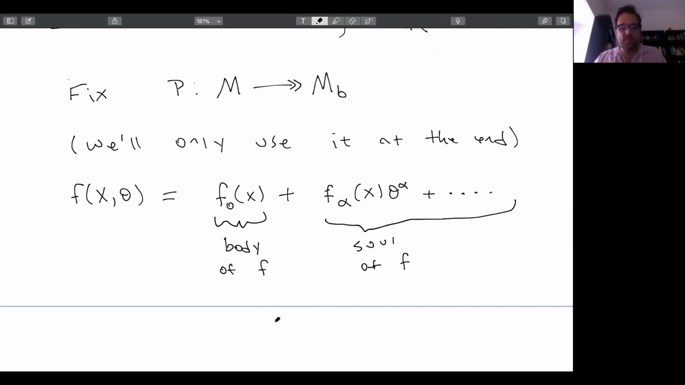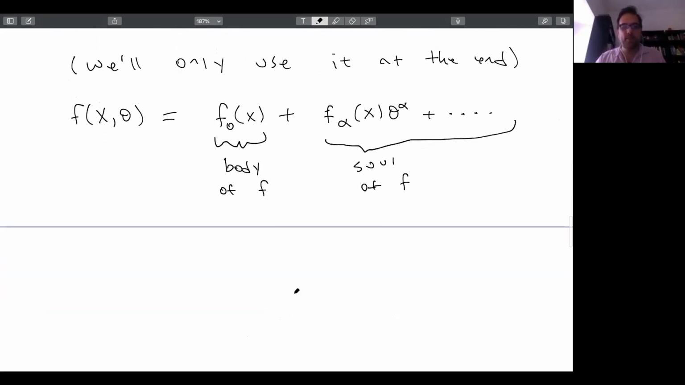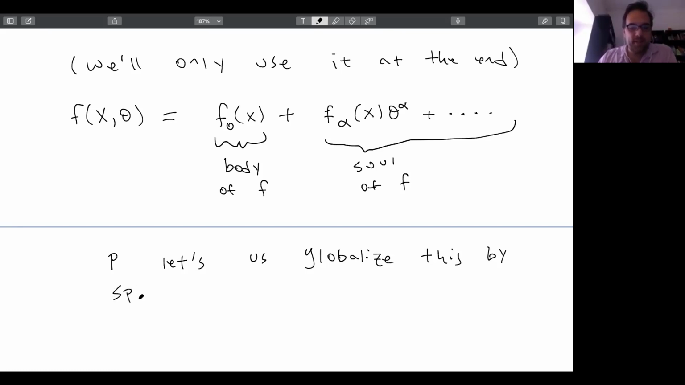And we'll see this theme running throughout this talk. But the reason that this allows us to do it, so P lets us globalize this coordinate construction, because it does so by providing a splitting of this short exact sequence.